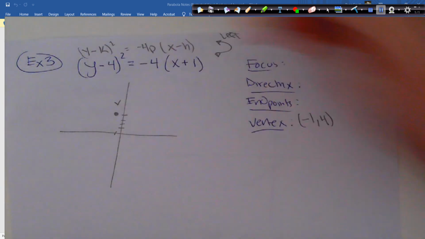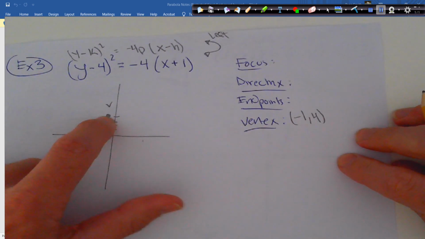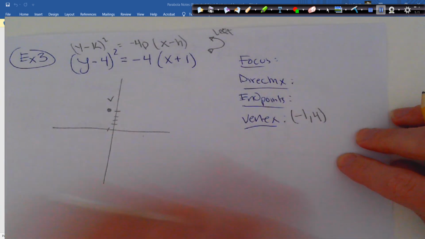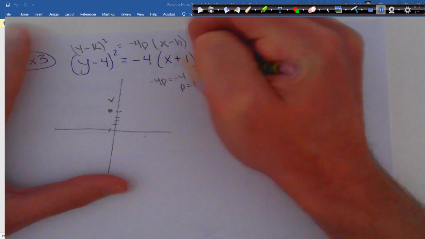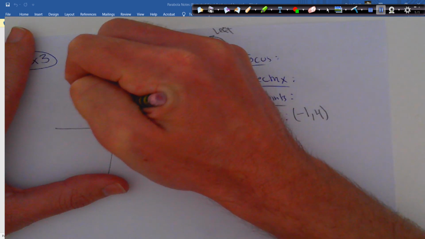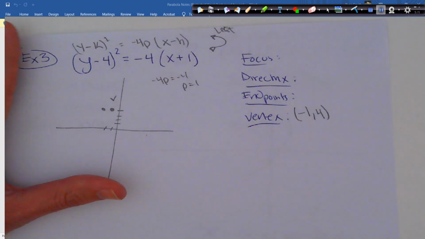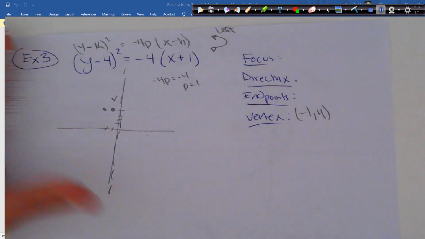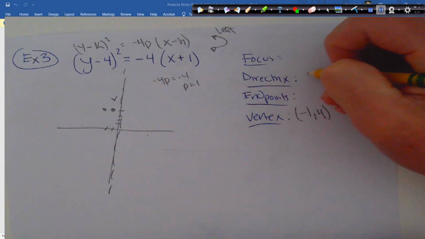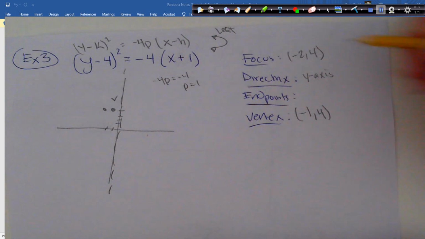Okay, so make sure I don't do this incorrectly. The focus isn't going to go to the right, it's going to go to the left because it opens up to the left. And so -4p equals -4, that means p equals 1, so we're just going to go 1 forward, right there, and then we're going to go 1 back for the line. Now my directrix this time is actually right on the y-axis, which is kind of unique. So my directrix is my y-axis. My focus is at -2, +4.